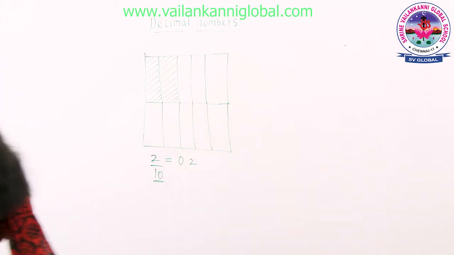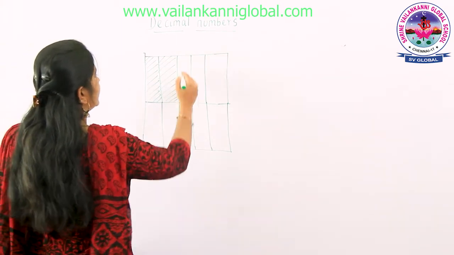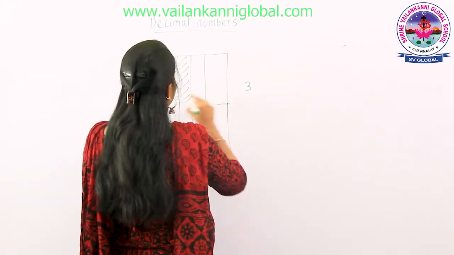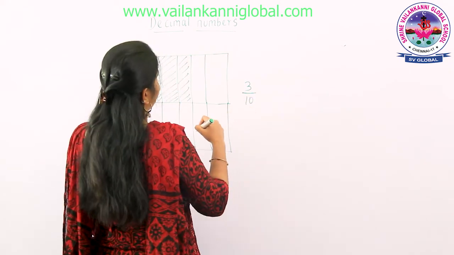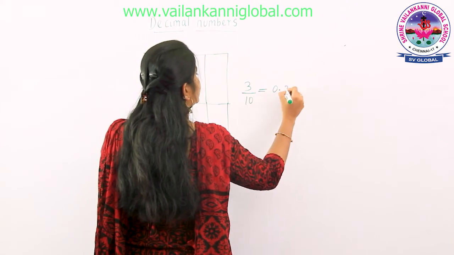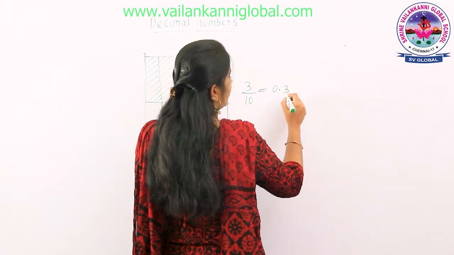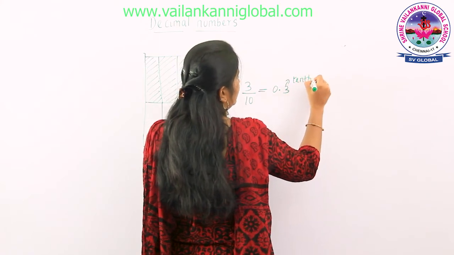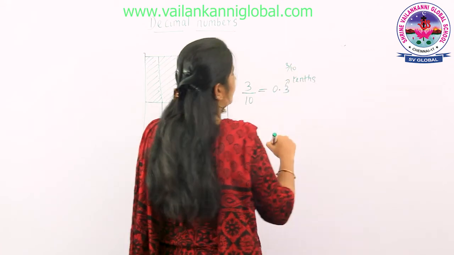Same way if you have 3 parts shaded, the fractional part can be written as 3 parts are shaded out of the 10 parts. So 3 by 10 is the fractional value, whereas in decimal point you will write it as 0.3. Here the number which comes after the decimal point, it's not ones and tens, you call this as tenths. The value of this is 3 by 10 which is 0.3.